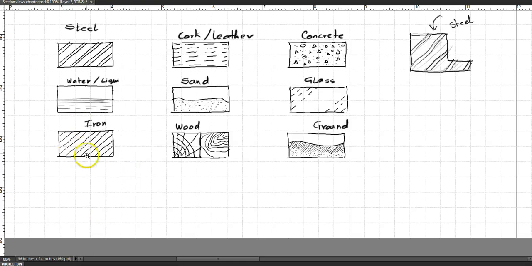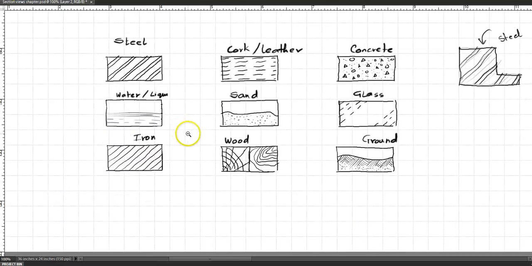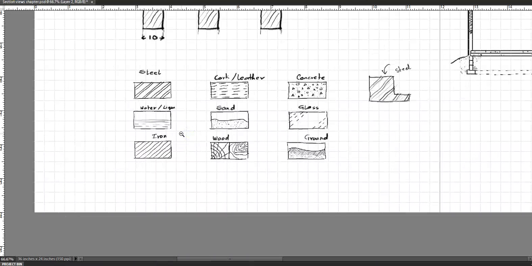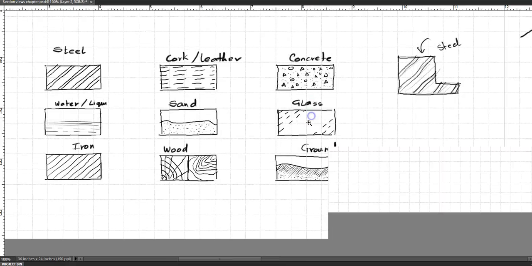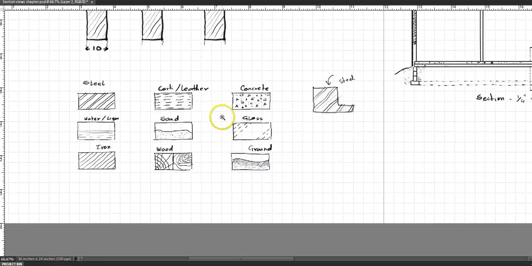symbols. If you're cutting through iron, it's going to look like that. If you're cutting through an object that has some liquid or water, it's going to look like this. So you can look it up. There are so many different patterns. For glass, you just use some dashed lines on the glass that show like it's reflecting, and that's pretty much about what I'm going to show in here.